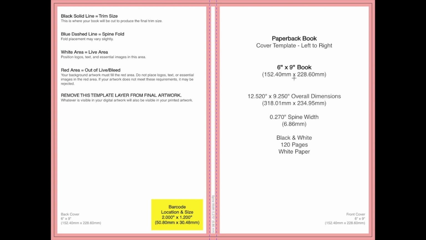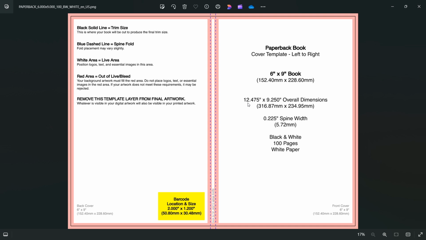Now these measurements, as you can see, are currently in millimeters. These are the numbers that you are going to enter into Canva, these ones right here. You can see 12.475 by 9.250 inches. You're also given the measurement in millimeters if you want to try millimeters instead, as well as the other measurements of your spine, book, and the type of book that you're creating. Let's enter this information into Canva.